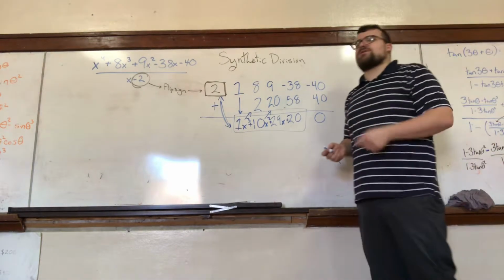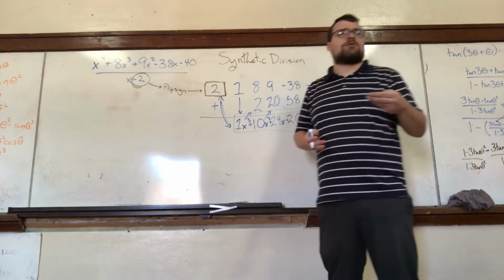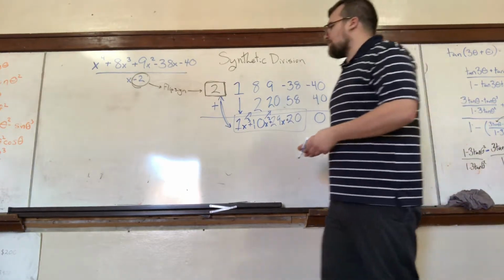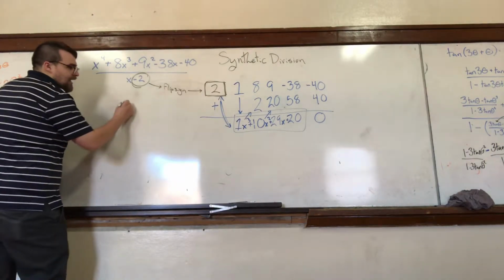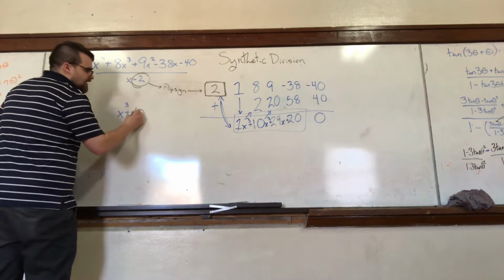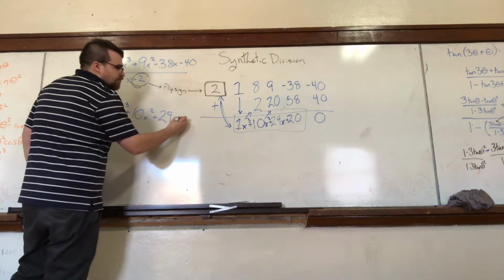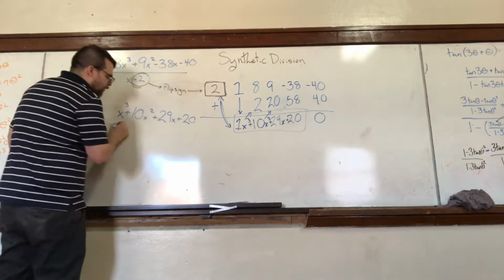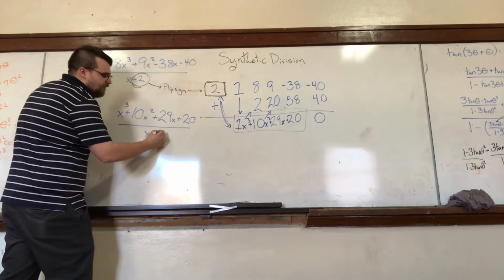If we want to do this with another example, just so we have a second one of these problems to look at, we can. What I'm going to do is I'm actually going to use this same problem we had here. X to the 3rd plus 10x squared plus 29x plus 20. I want to divide it by something else. Let's say x plus 5.